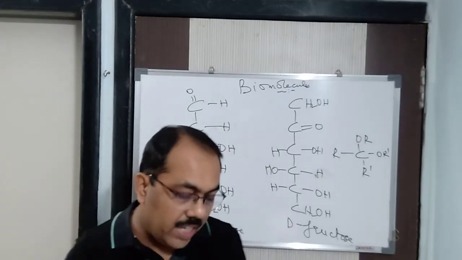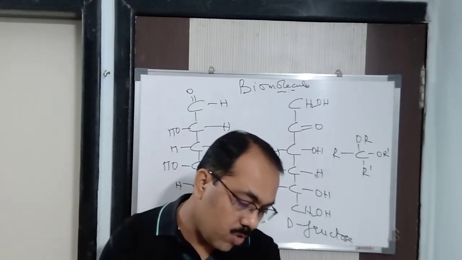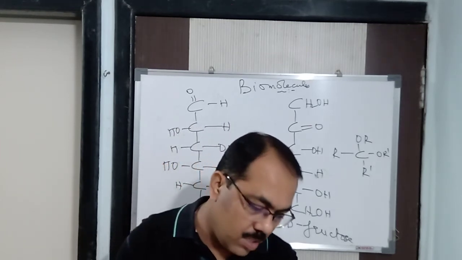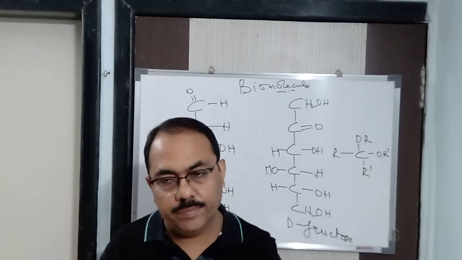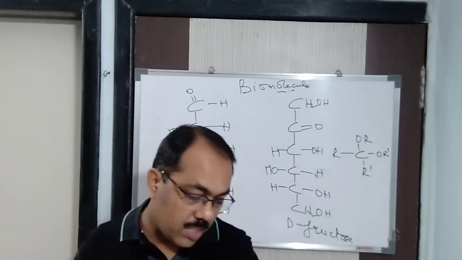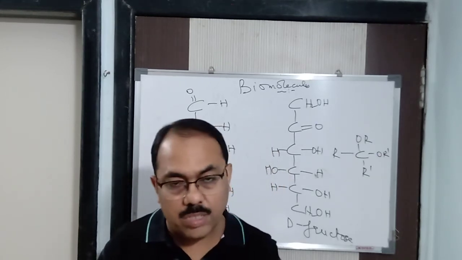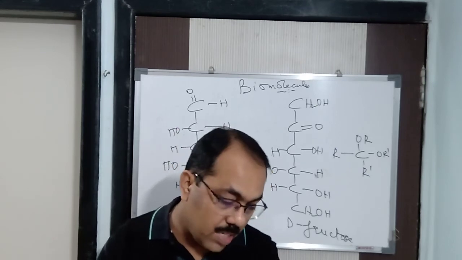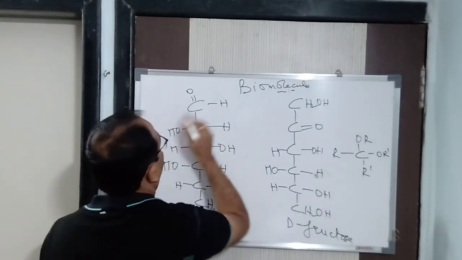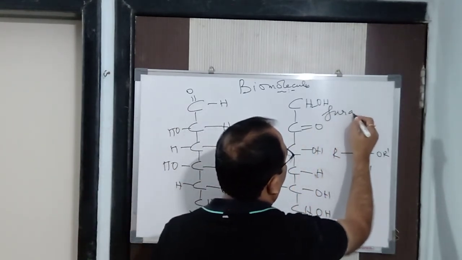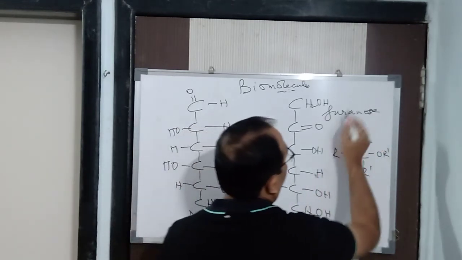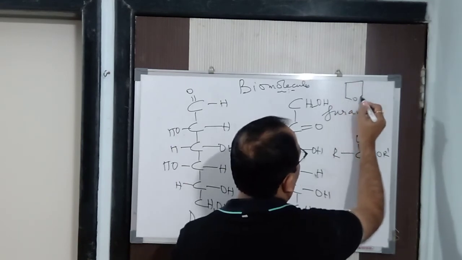So, the formation of an intramolecular hemiacetal or hemiketal in a monosaccharide molecule results in a 5-membered or a 6-membered cyclic ring structure. The 5-membered ring structure contains 4 carbon atoms and an oxygen, and is called its furanose form. Furanose, F-U-R-A-N-O-S-E. It has 4 carbon atoms and 1 oxygen.